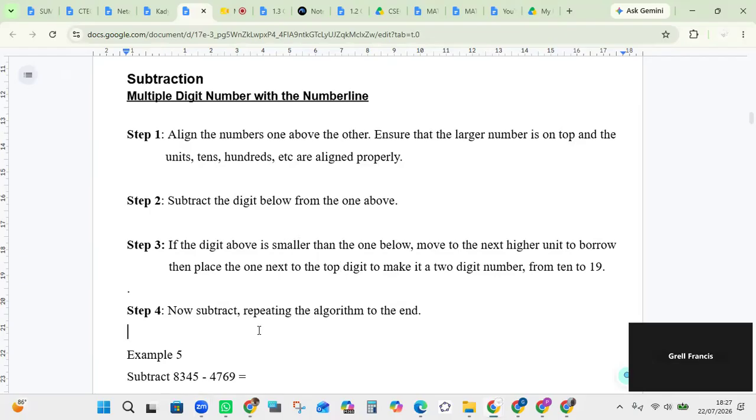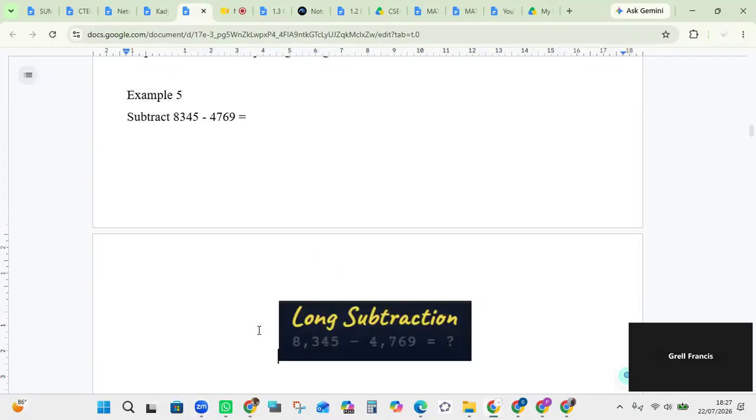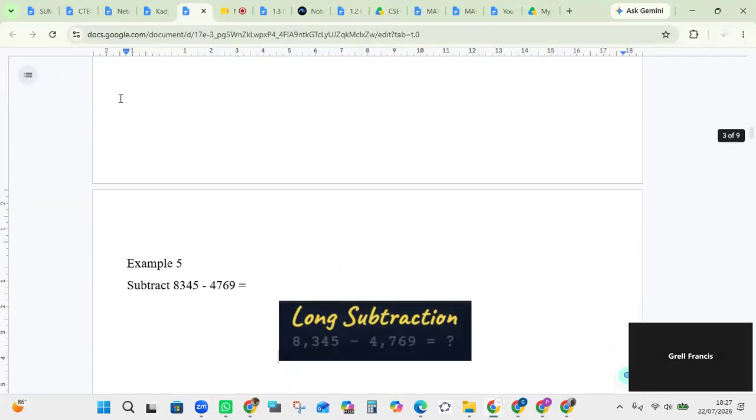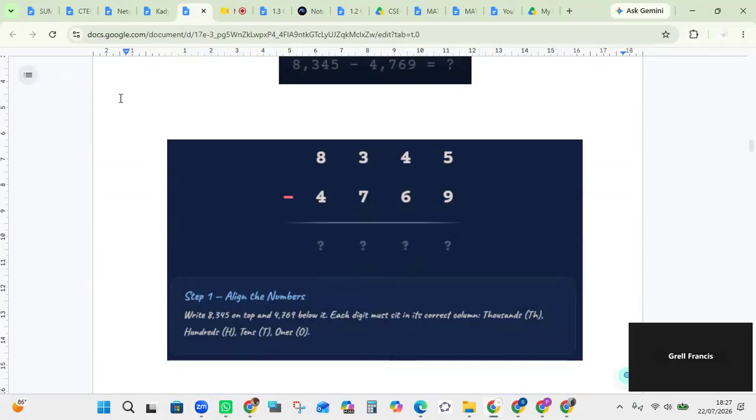So here you have an example, 8,345, and it is being subtracted by 4,769. So you're going to do a long subtraction. So here's the explanation. The two numbers are aligned. Thousands, hundreds, tens, and units are aligned properly. And the smaller number goes below. The larger number comes on top. And you have your subtraction sign. So this is the classic setup for long subtraction.